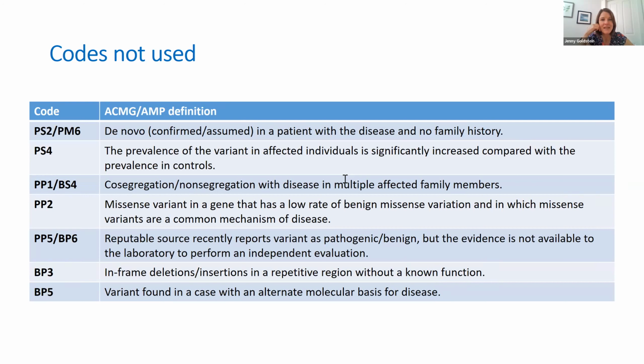Okay. Is the recommendation not to use PP1 and BS4 applicable to all autosomal conditions? I believe so. That would be more of a question for SVI. I don't know if Stephen is on, but my understanding is that if the disease has a single gene etiology, you probably don't want to use the segregation codes, but I can confirm that with SVI.